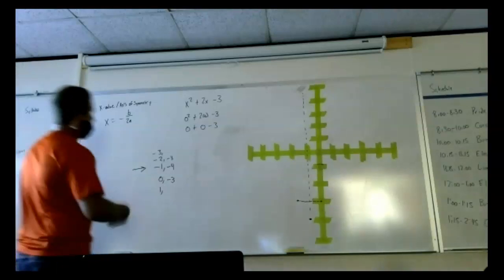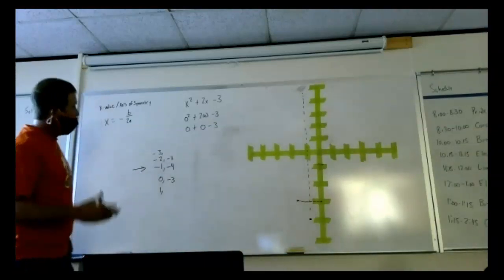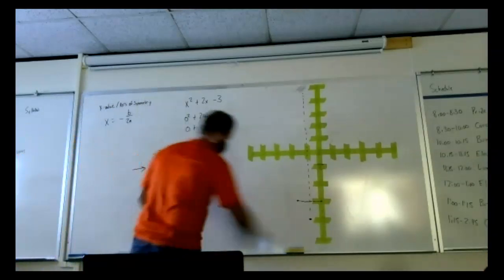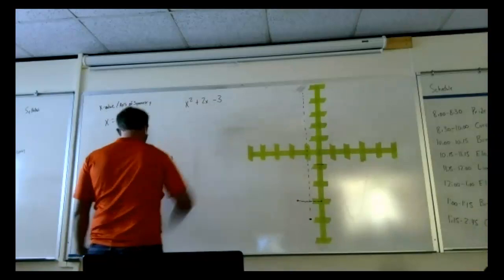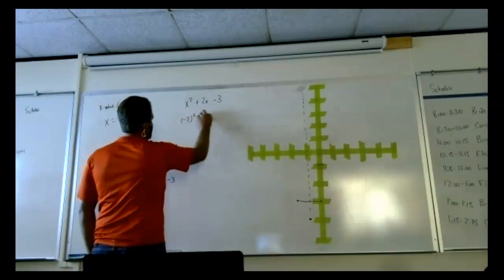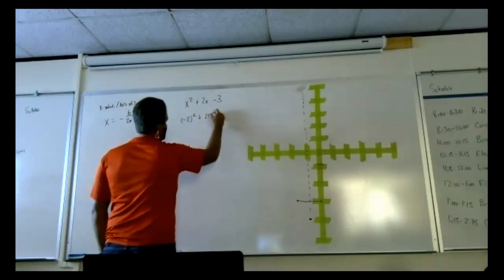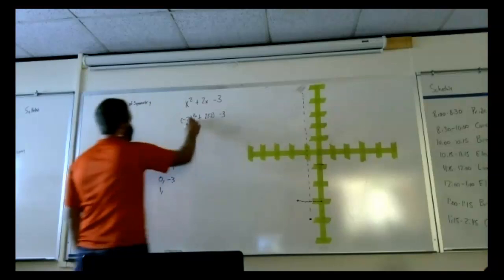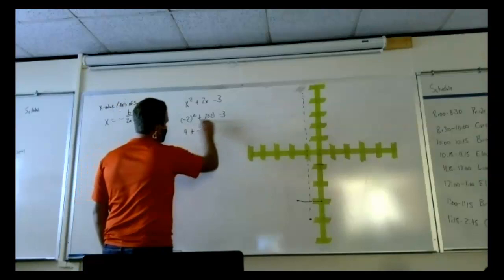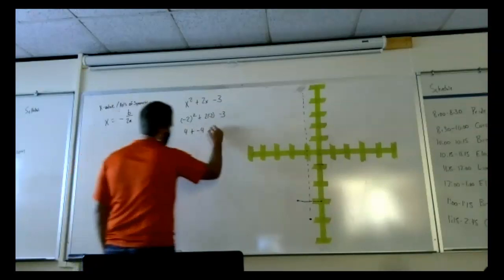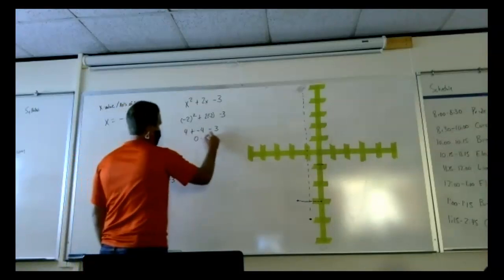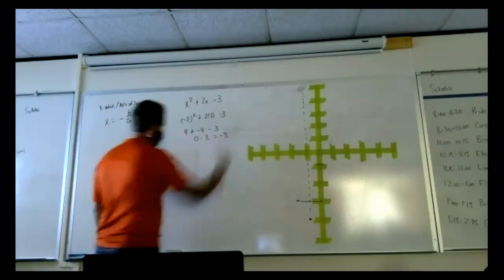I don't have to plug in negative 2. I can, but I don't have to, as long as I trust the process. Because in order to prove it, you would have to plug it in. So we'd have negative 2 squared plus 2 times negative 2 minus 3. Negative 2 squared is 4, plus a negative 4, because 2 times negative 2 is negative 4, minus 3. You can see 4 plus a negative 4 is 0. Minus 3 gives you the y value of negative 3.